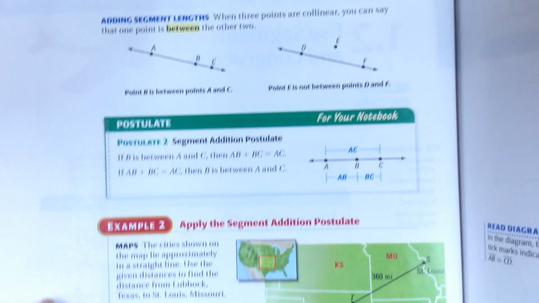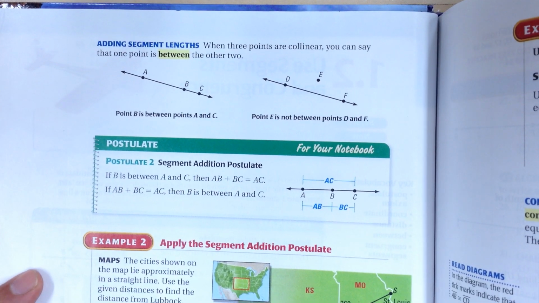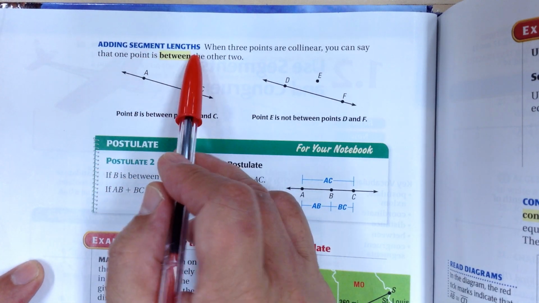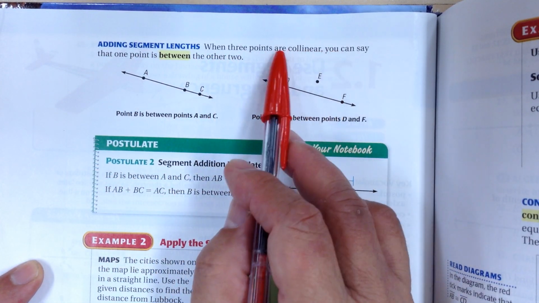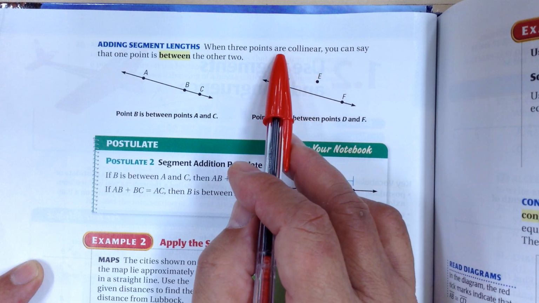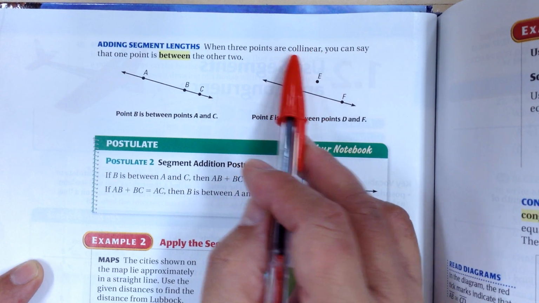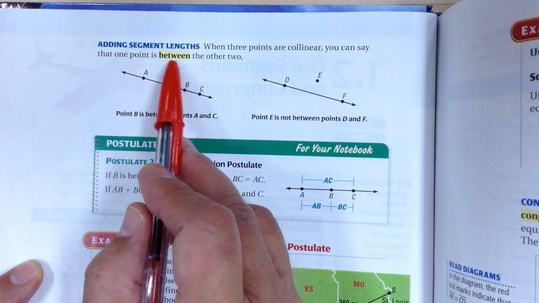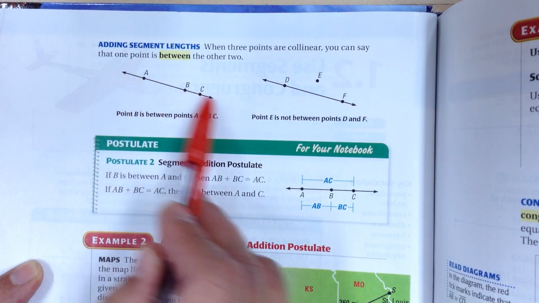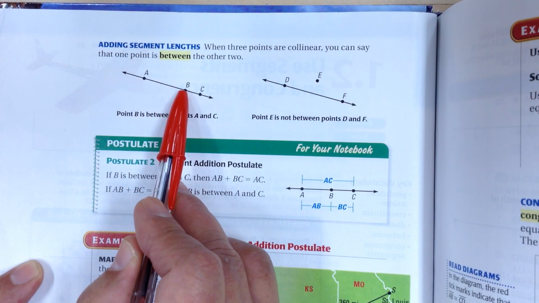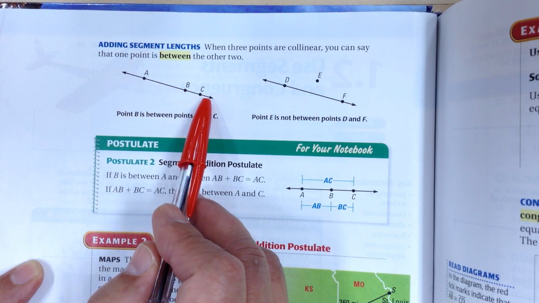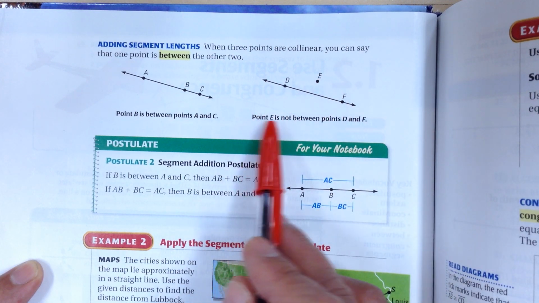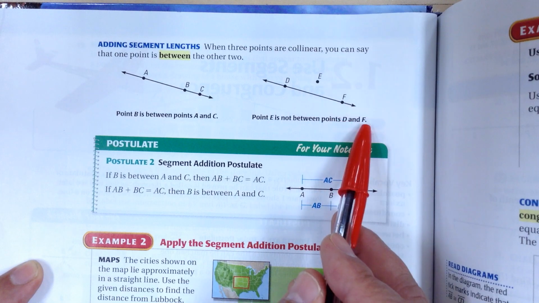Let's go to page 10. Adding segment length. When 3 points are collinear, remember the word collinear means they're on a straight line, on the same line. So this was collinear. You can say that one point is between the other two. So if they're collinear, then point B is between A and C. But this one, they are not on a straight line. They are not collinear. So point E is not between point D and F.